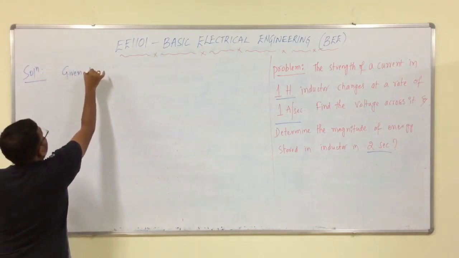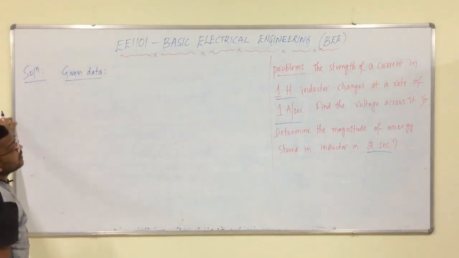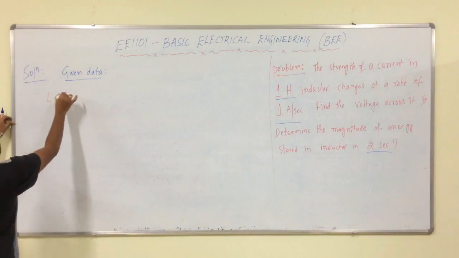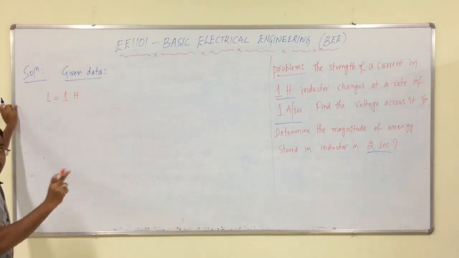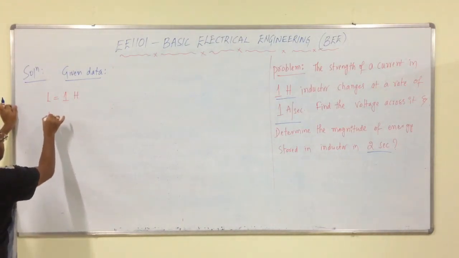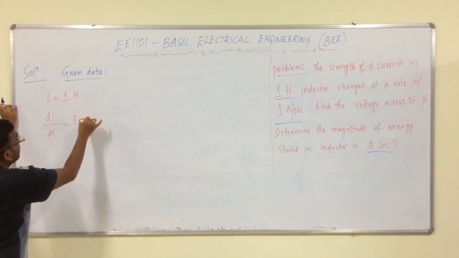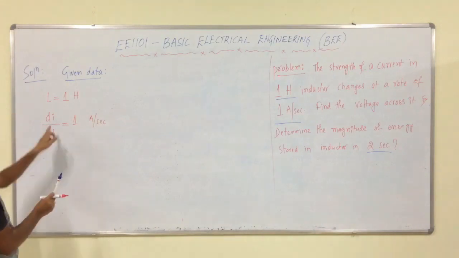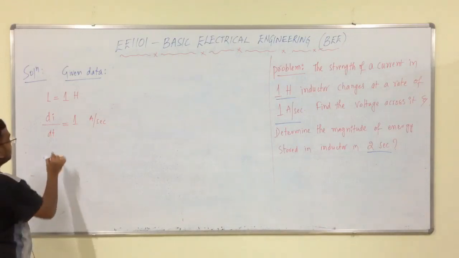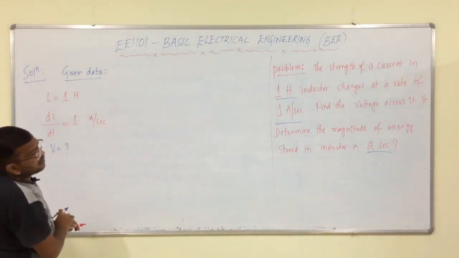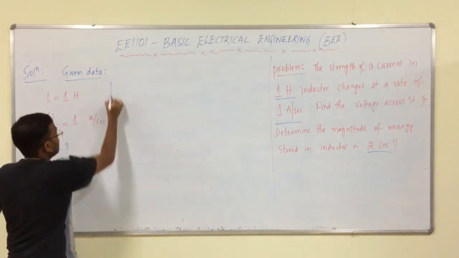Given data. The strength of current in a 1 Henry inductor changes at a rate of 1 ampere per second, which means the rate of change of current, di by dt, is 1 ampere per second. Ampere for current, seconds for time. Find the voltage across it, that is V, and the energy stored in the inductor. This is the given data.